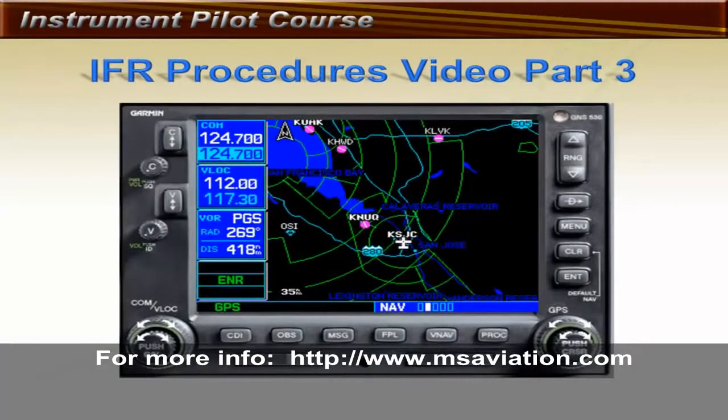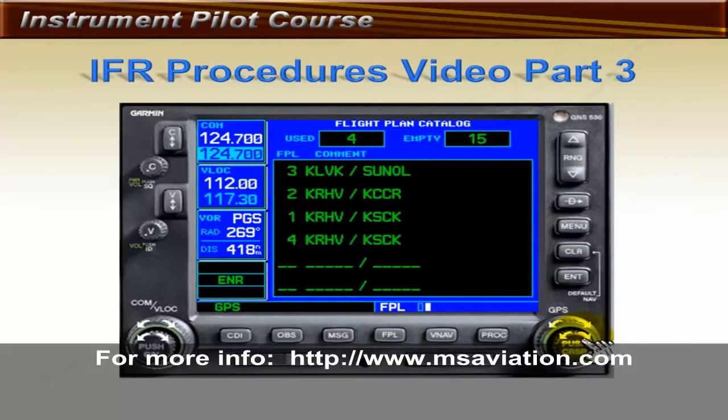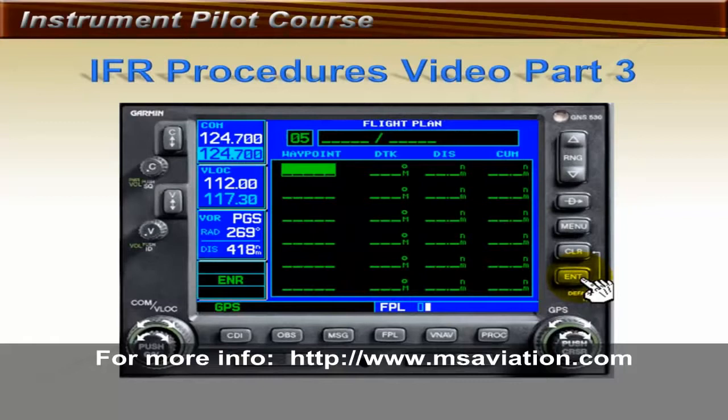And now we're going to look at overlay approaches using the Garmin 530. First, I'm going to build up a flight plan from San Jose Airport to San Francisco International Airport. I do that by pressing the Flight Plan button. Next, I'll use the inner ring to choose the flight plan catalog. Then I'll choose the Menu button, Create New Flight Plan. This is our Yes button, Enter. And I'm going to plan the route San Jose, Woodside VOR, and then San Francisco International. So I'll build up the flight plan first.